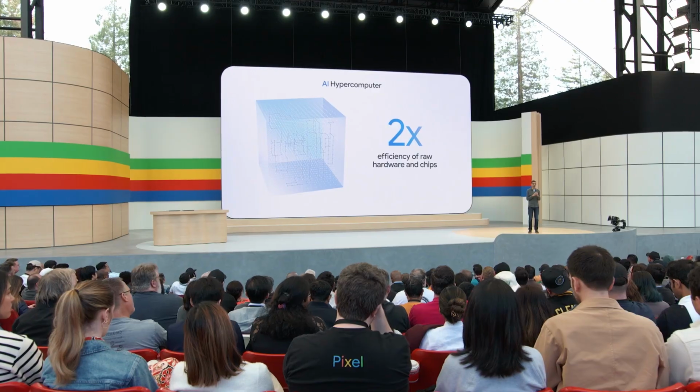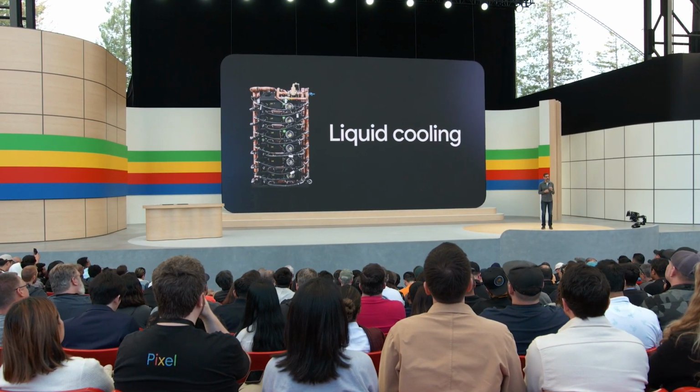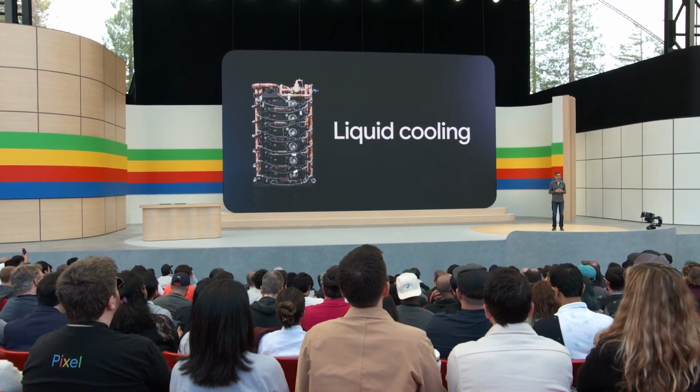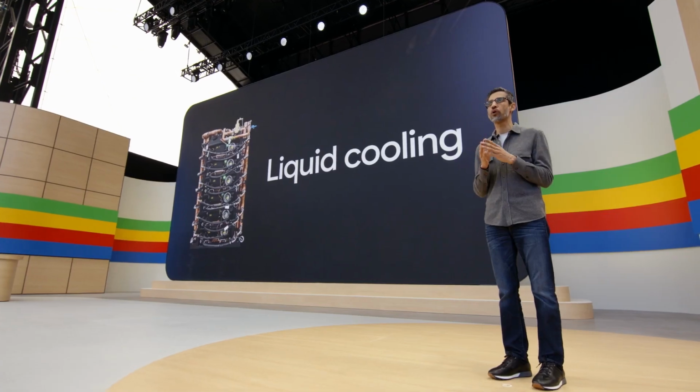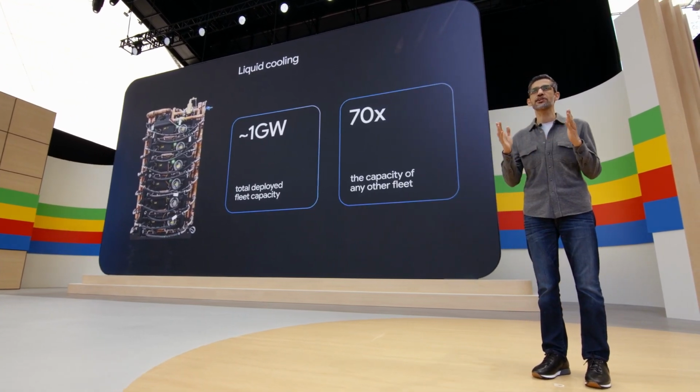Our AI hypercomputer advancements are made possible in part because of our approach to liquid cooling in our data centers. We've been doing this for nearly a decade, long before it became state-of-the-art for the industry. And today, our total deployed fleet capacity for liquid cooling systems is nearly 1 gigawatt and growing. That's close to 70 times the capacity of any other fleet.